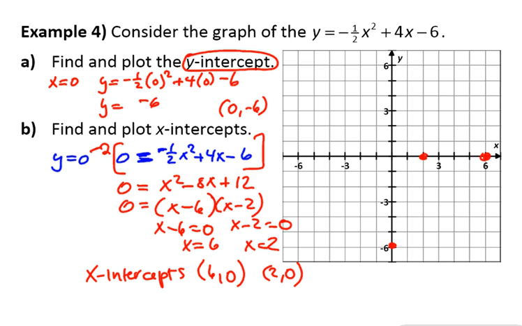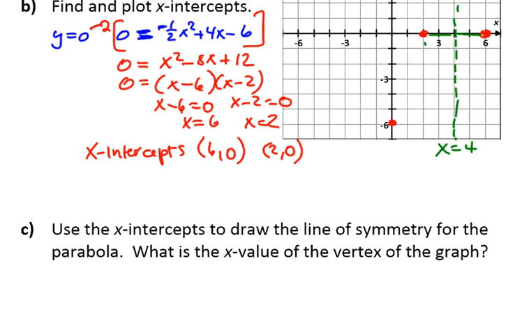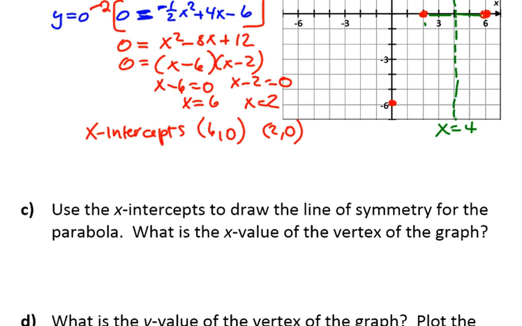So here are our x-intercepts, 6, 0, 2, 0, which I have now plotted. So we want to sketch the axis of symmetry that splits these 2 in half. So it's going to come down the middle here. So that tells me that the vertex is going to be on 1, 2, 3, 4. So x is going to be equal to 4 for our vertex.